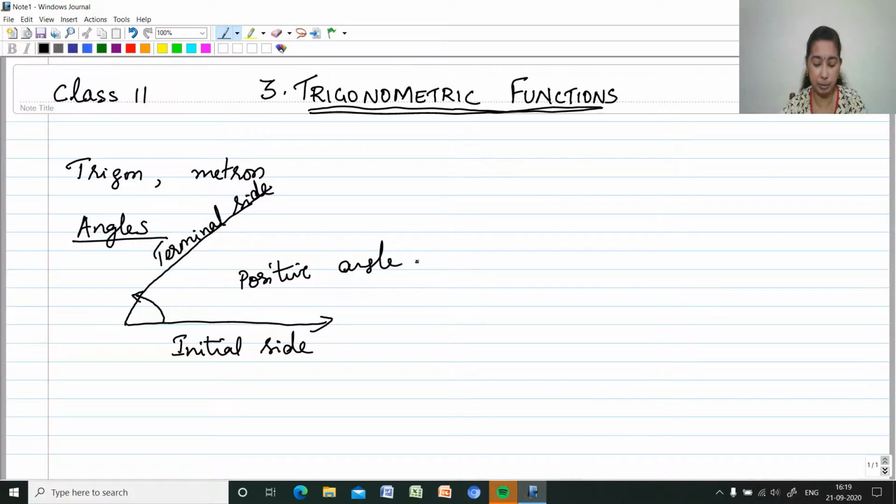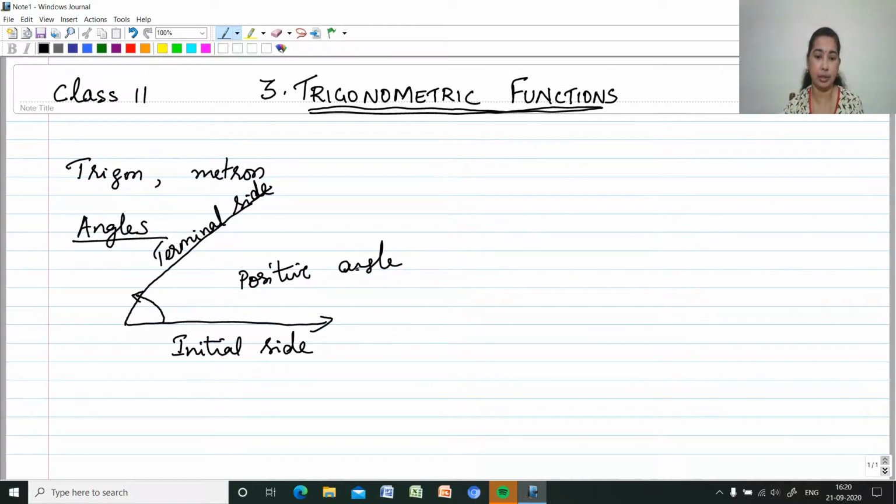So when we are getting a positive angle, the ray is moving in the anti-clockwise direction. An angle is a measure of rotation of a given ray about its initial point. If it is moving in the anti-clockwise direction and reaching the terminal side, we say that it is having a positive angle.